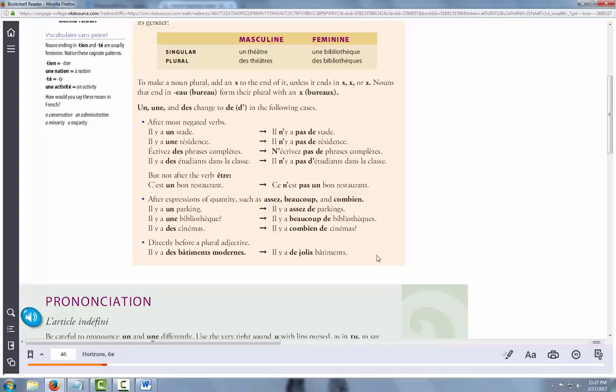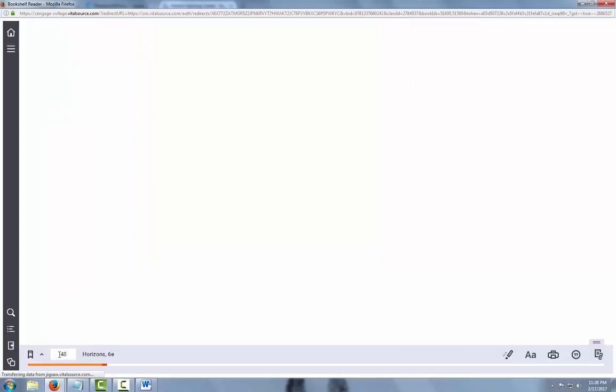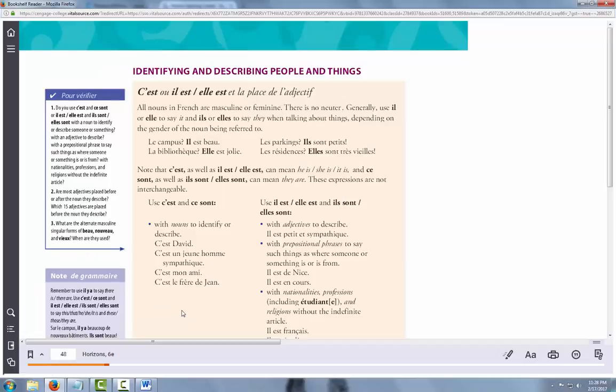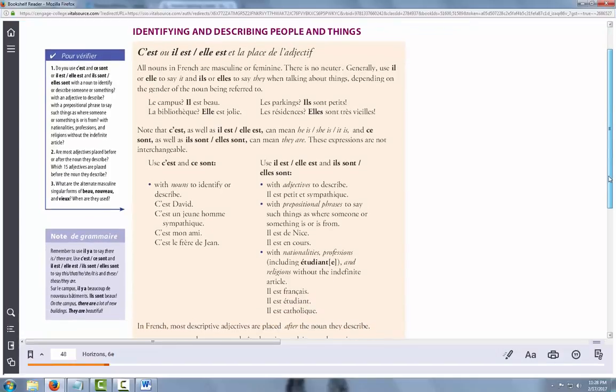I was going to help you with one or two more quick grammar points here. Page 48, just two pages later: identifying people and things, so c'est, où, il est, and la place de l'adjectif. They just touch on where you put the adjective here. This is not the complete explanation of adjective positioning.